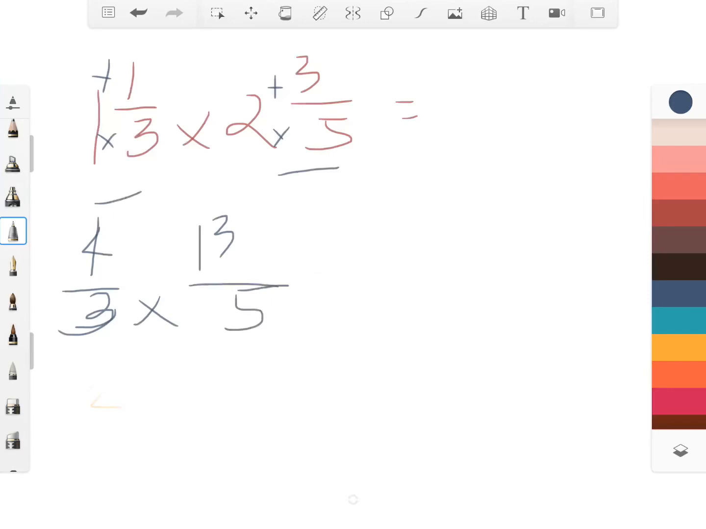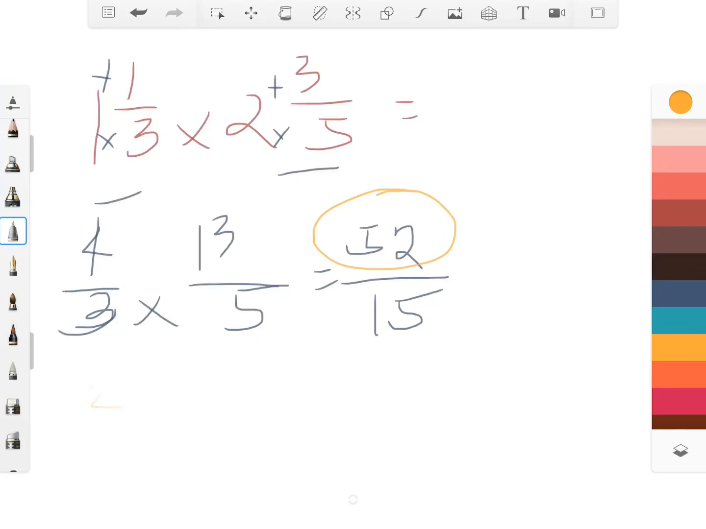So 4 times 13 equals 52, and 3 times 5 is 15. And I don't think we can find a common factor between 52 and 15, because 52 cannot be divided by 5 nor 3. Okay, since this is an improper fraction, because the numerator is greater than its denominator, we have to turn this into a mixed number.